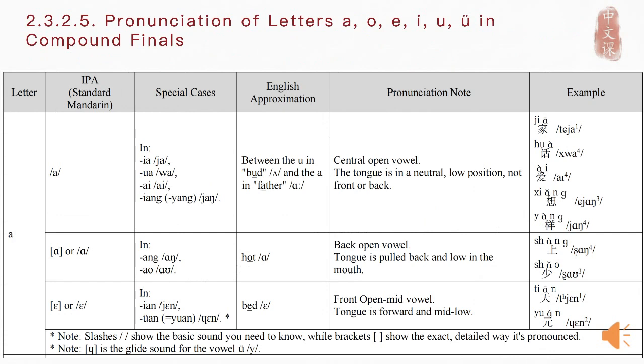The next chapter is for practicing a bit more in pronunciation of letters a, o, e, u, ü in compound finals. Letter a is pronounced as a in ya, wa, ai, yan. For example, jia, hua, ai, xiang, yang. It's pronounced as o in ang, like in English, hot. Shang, shao. It's pronounced as e in yan. For example, tian, yuan.